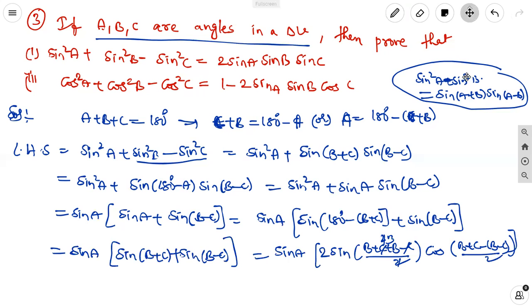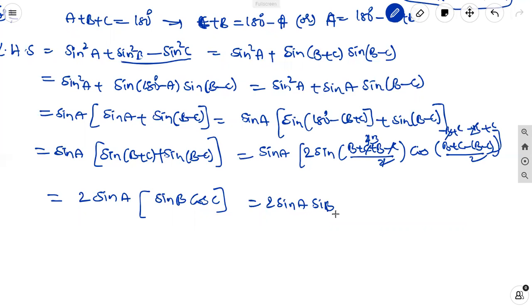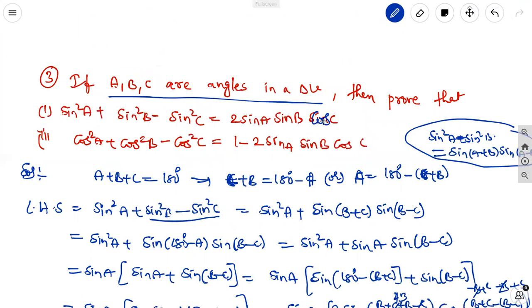We are getting 2 sine A into sine B. Plus C minus, B plus C minus B, minus plus C, B gets cancelled. 2C by 2 is C. This is cos C. So it is equal to 2 sin A sin B cos C.